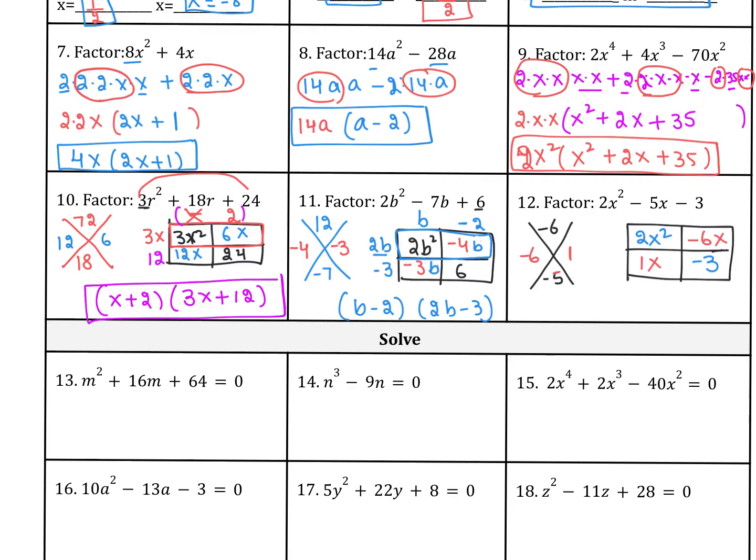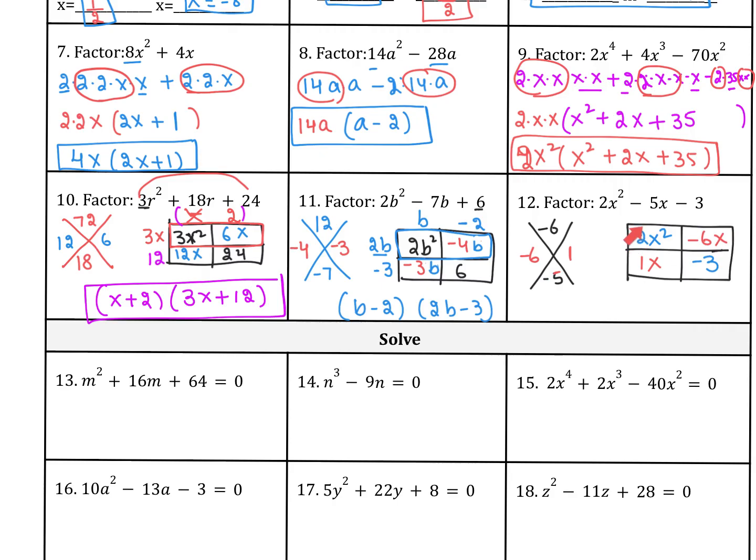For number 12, this is cross and box. What goes on the top is -6, on the bottom is -5. The numbers that you found are -6 and 1. When you multiply, you get -6, and when you add them, you get -5. The first box is 2x squared, and on the cross of this box is -3, which is the last number. These two numbers that you found go here, -6x and 1x.